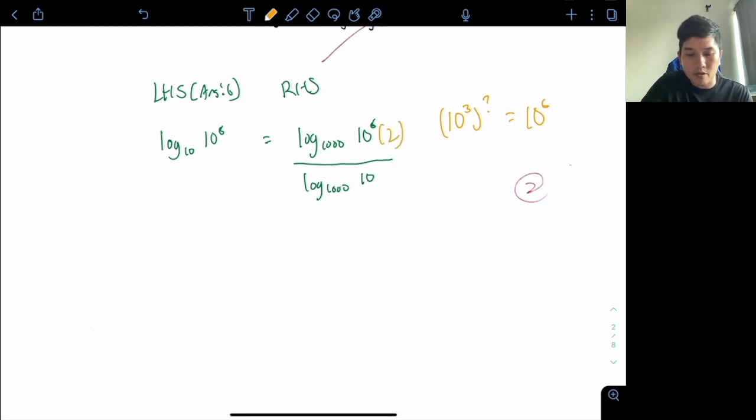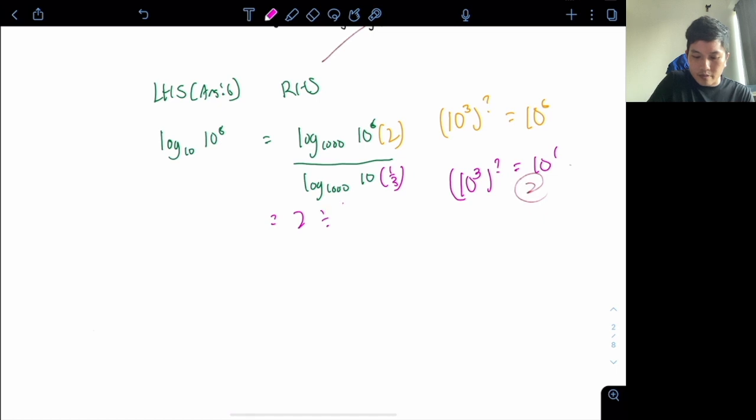Then let's look at the denominator. In the denominator, you're asking 1000 to what power gives me 10? So again, 1000 to what power gives me 10 to the power 1? 10 is 10 to the power 1, right? So you can see the answer is 1/3. And then you have 2 divided by 1/3. You keep change flip, that's 2 times 3. I won't write that down. The answer is 6.